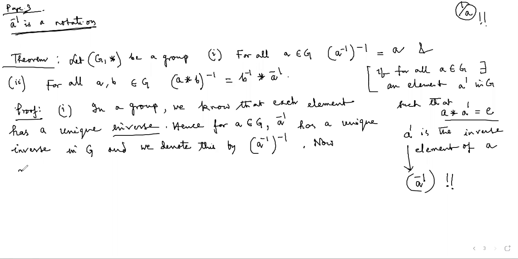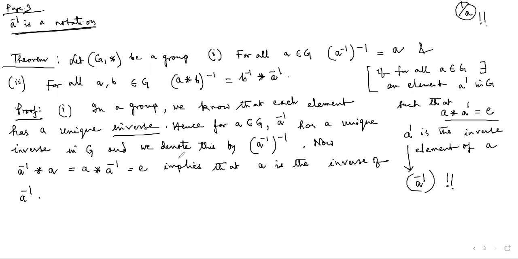Now, try to follow the logic. A inverse star A is equal to A star A inverse is equal to E, which implies that A is the inverse of A inverse. If you are not following this, try to imagine A inverse in place of A, and in place of A, try to imagine A prime. And see, the same thing is happening. So A prime is the inverse of A. Here A prime is equal to A inverse and A is equal to A inverse inverse. And therefore I have written this thing. Try to imagine this. So A is the inverse of A inverse.